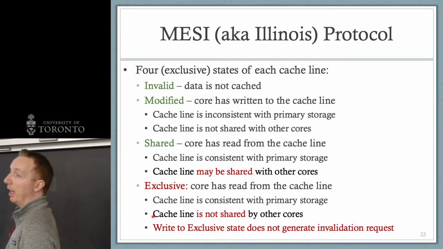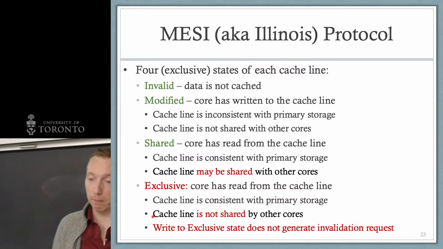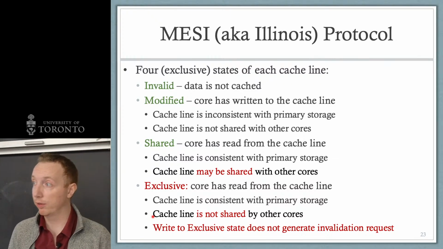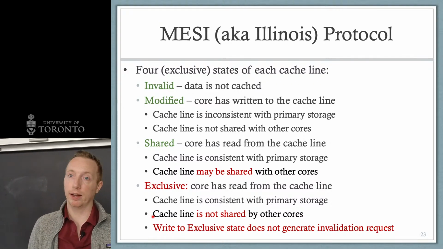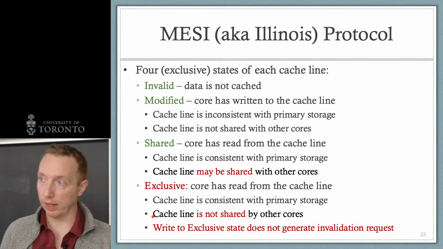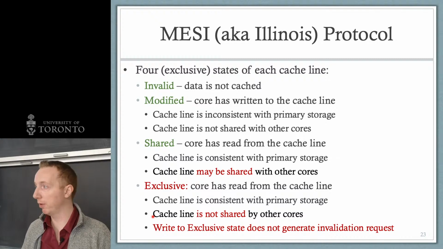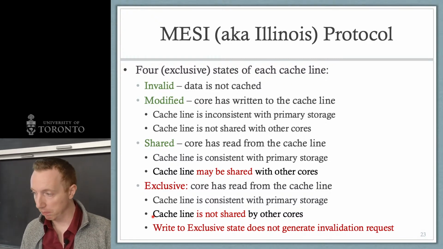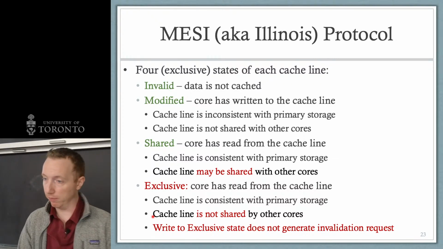And the reason to add this other state is if you write to a cache line that is exclusively held by your core, you don't have to invalidate anything else or look at any other cores. You know that you are the only one that has a copy of this data. So when you write to it, you don't have to look at any other cores. You will get much better performance because, well, you're modifying your one value.